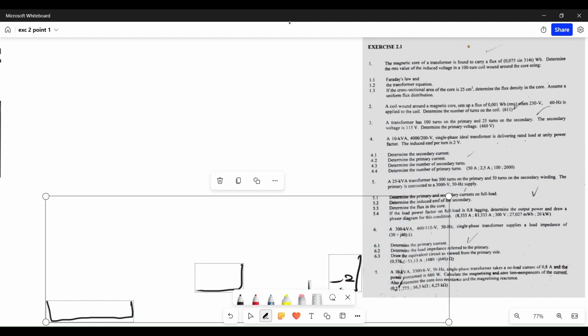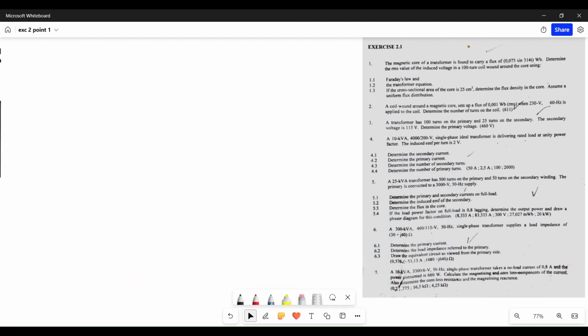Question 7. Okay. Question 7. Alright, here we go. A 10 kVA, 3300/6 volts, 50 Hz single phase transformer takes a no load current of 0.8 amps and the power consumed is 660 watt. Calculate the magnetizing and core loss components of the current. Also determine the core loss resistance and the magnetizing reactance.